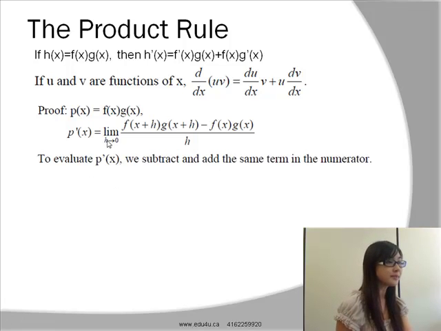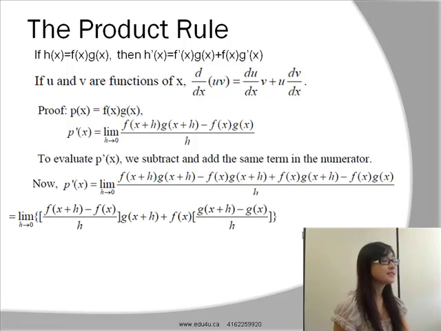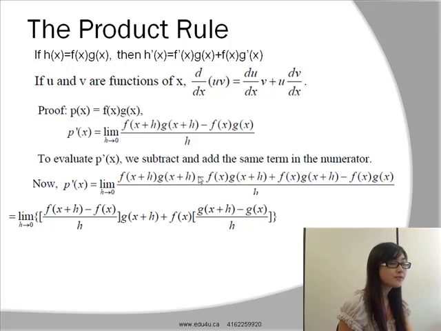To evaluate this limit, we have to subtract and add the same term in the numerator to make sure the value of the overall expression does not change. Let's add f of x times g of x plus h and minus the same term. Because now what we can do is we can take g of x plus h out from both of these terms, and then we can take f of x from these two terms out.